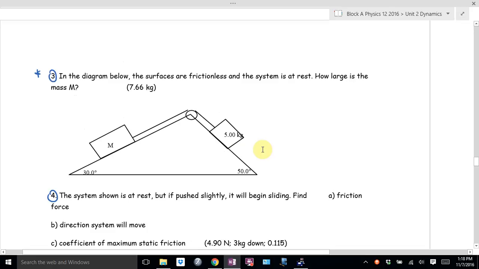Number 3, I put a star next to. That's probably a little tougher than I'll ask you. So unlike the one that we just did where one of the masses was hanging straight down, here is find a missing mass where they both have different angles. Different components. I don't know. Number 4.